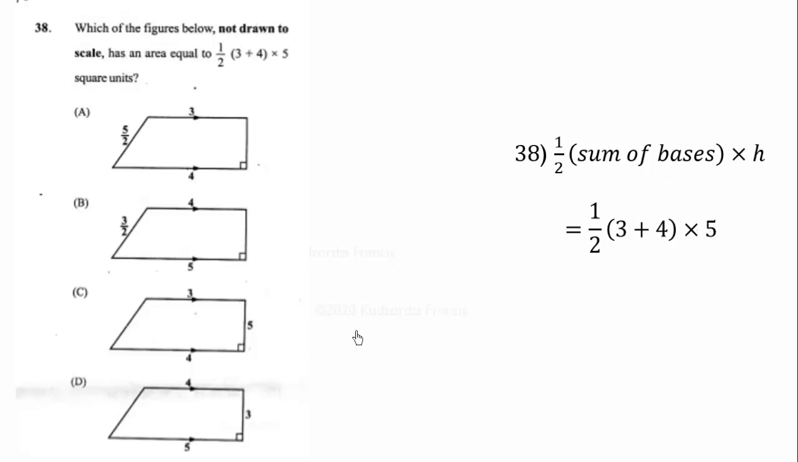So we look for a trapezoid whose height is 5, and that is this one. And we know the bases or the parallel sides are 3 and 4. Therefore the correct answer is option C.